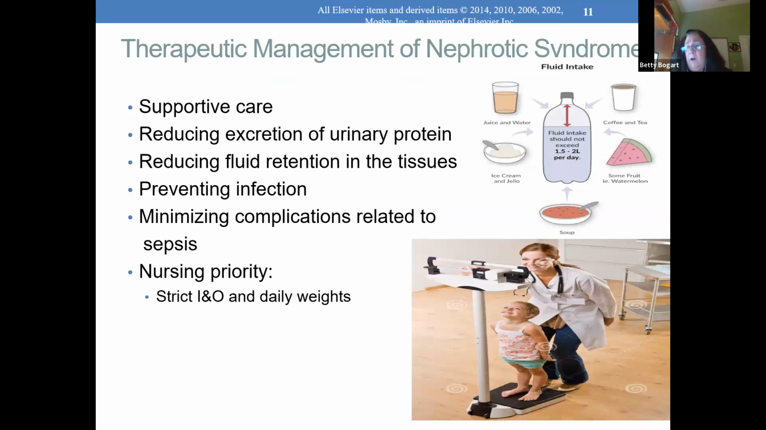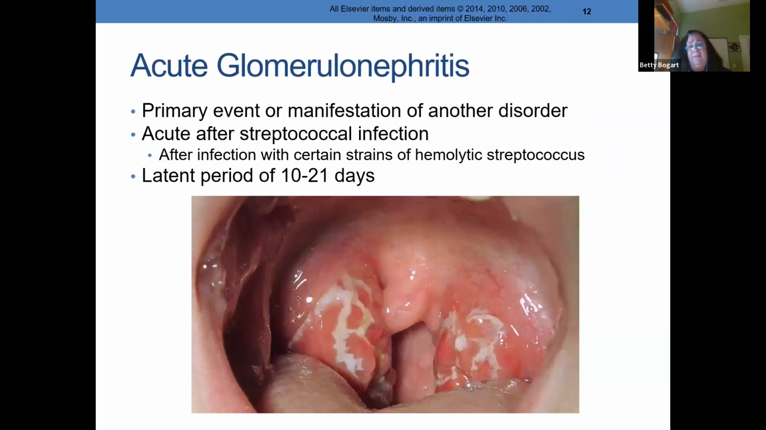So again, what is our goal? Well, we want to try to reduce the amount of protein that's sent out. And we do give corticosteroids to this patient. That's the treatment for this. Try to prevent infections because number one, they're immunosuppressed and we're giving corticosteroids. So that also increases your chances for infection. So also, again, nursing priority, strict INO, daily weights. Remember, anything with a fluid balance.